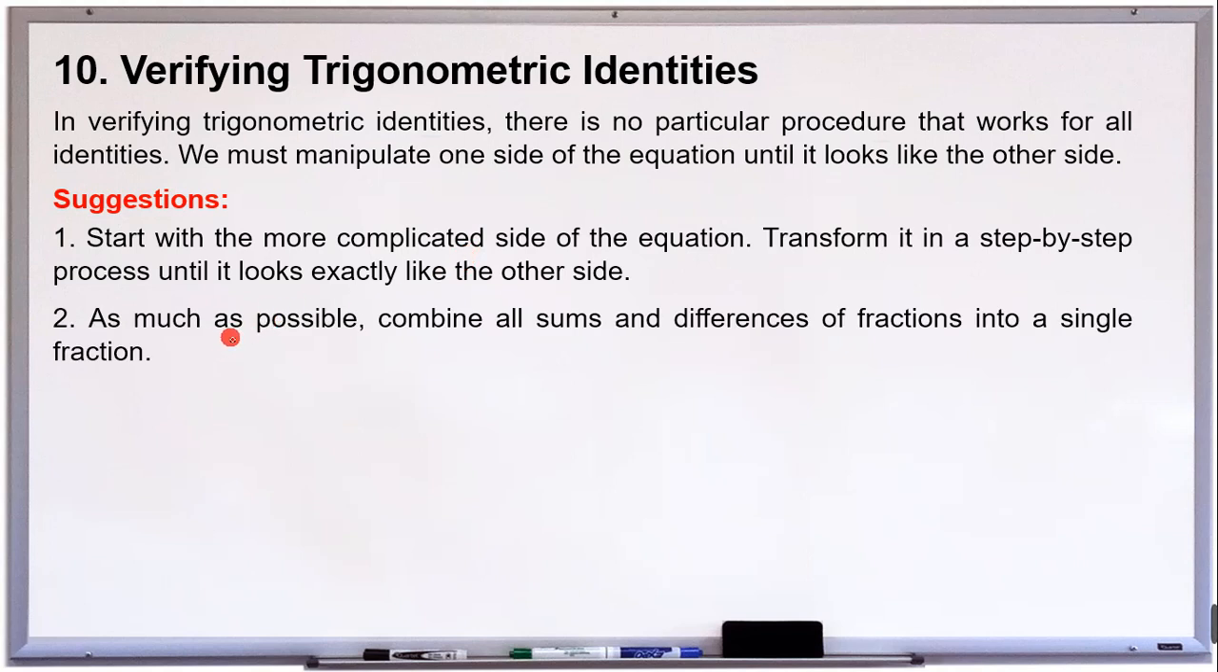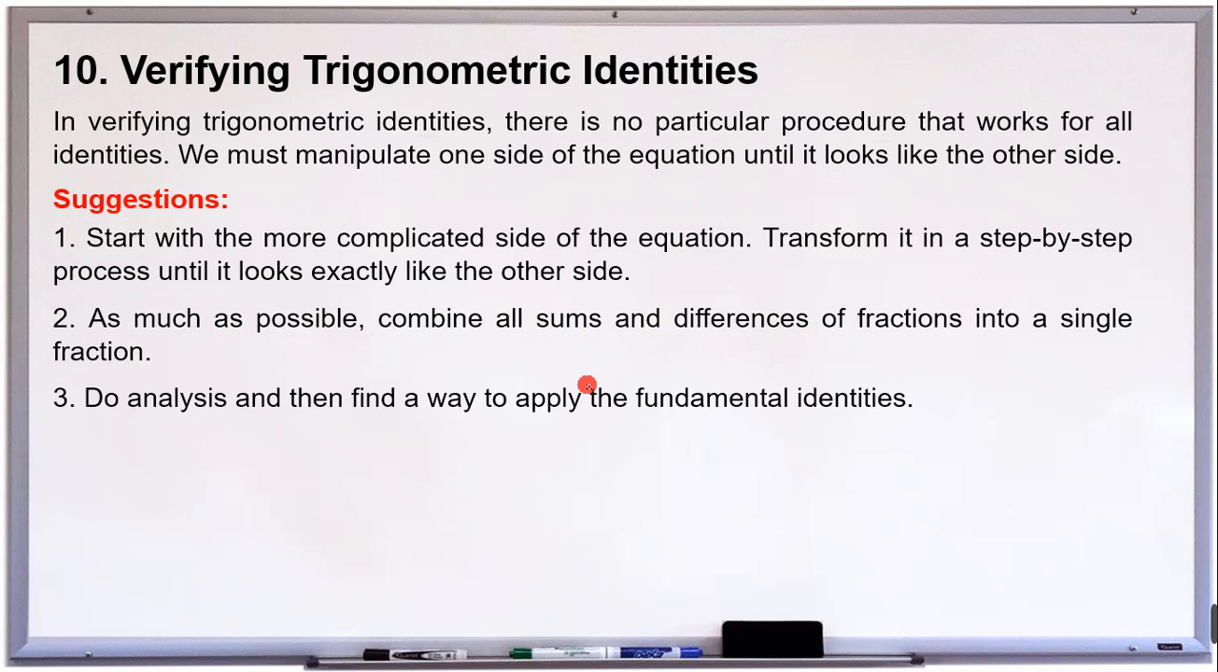Now the second one: as much as possible, combine all sums and differences of fractions into a single fraction. If there are fractions, you're going to combine them. Next, do analysis and then find a way to apply the fundamental identities, starting with the even-odd identities, then sum and difference, half angle, double angle, until the product to sum identities. But the last two, the product to sum and the sum to product identities, are rare and are not totally used in verifying trigonometric identities.